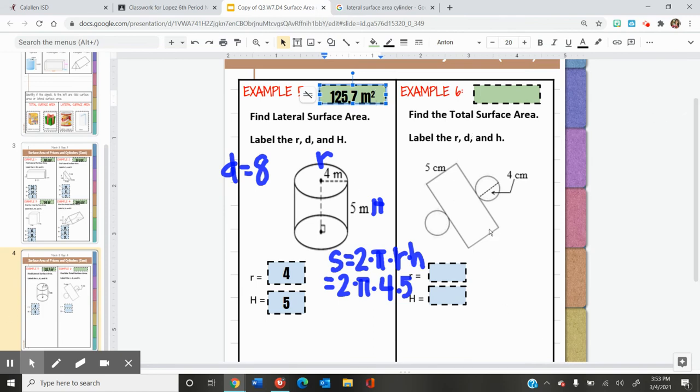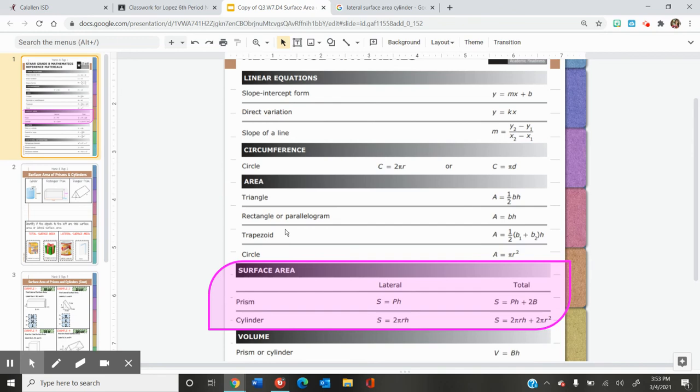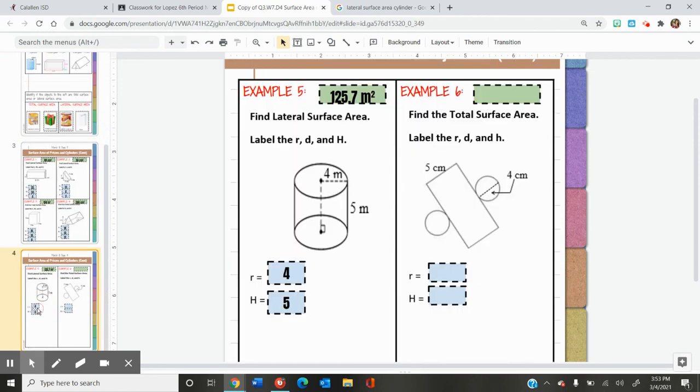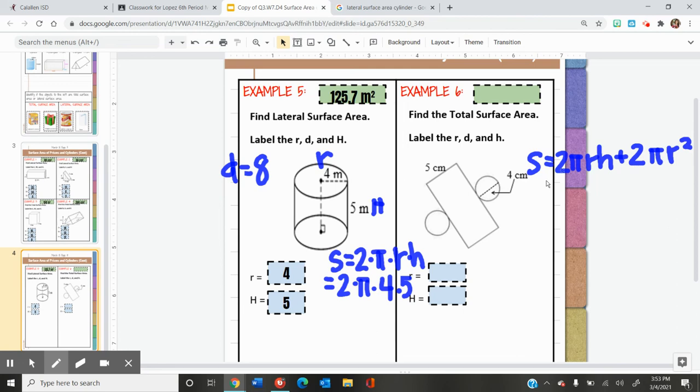Okay, the last one is asking us to find the total surface area. Now, this is a net of a cylinder, so I'm trying to find the total surface area of a cylinder. Going to my formula chart, it tells me that the total surface area for a cylinder is S equals 2 pi RH plus 2 pi R squared. So, I'm going to copy down that formula, which was S equals 2 pi RH plus 2 pi R squared.